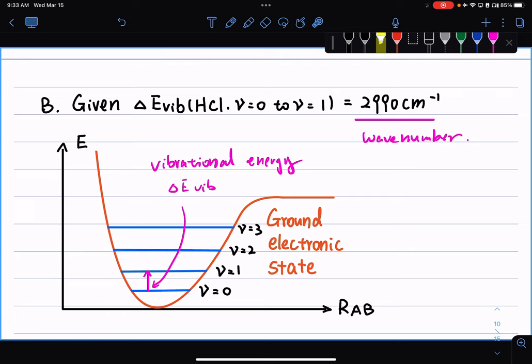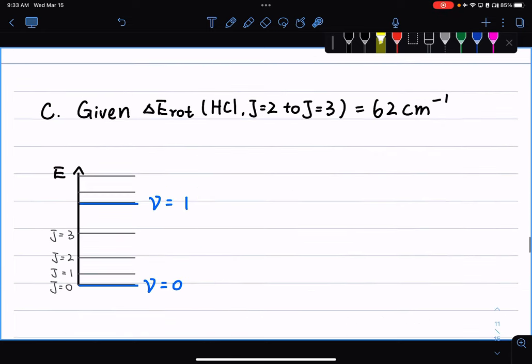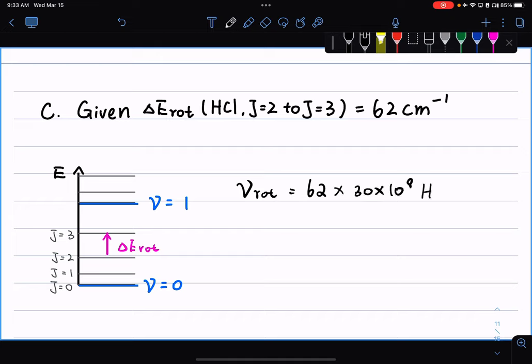One last example here, the rotational barrier. Let's just say, given the delta E rotational, again in HCl, but now we're talking about J equals 2 to J equals 3. So we're talking about here. And now the wave number is only 62. So the rotational frequency equals 62 times 30 times 10 to the 9th hertz, or 1.86 times 10 to the 12 hertz.